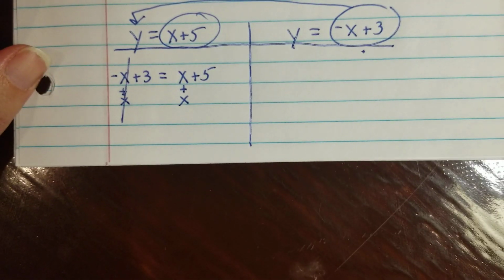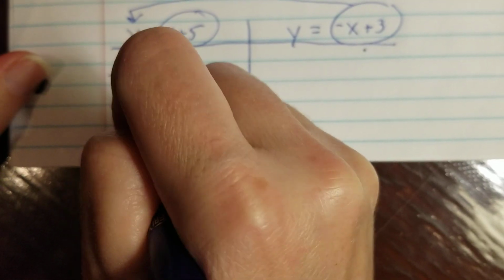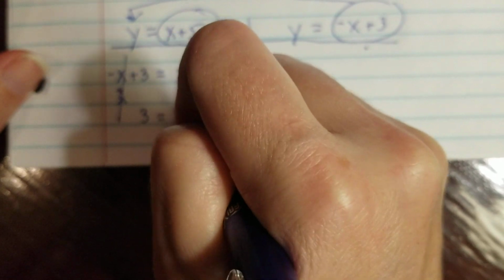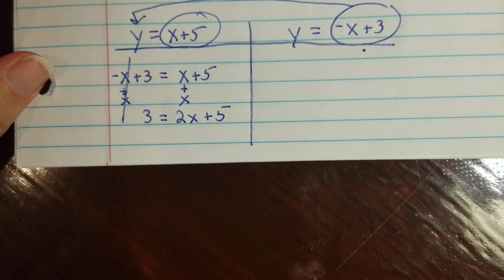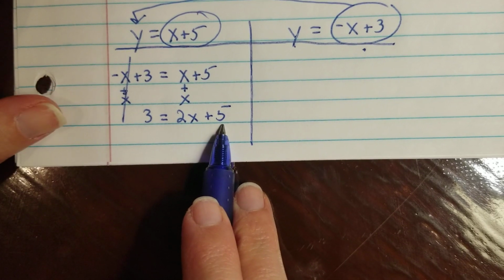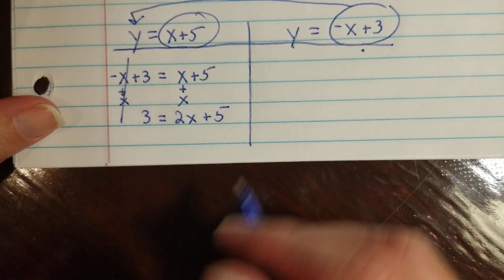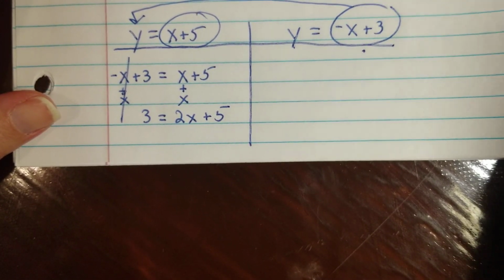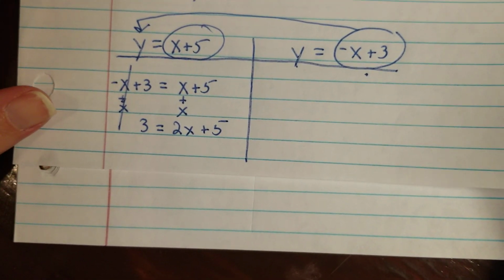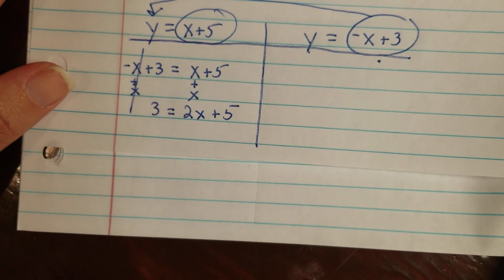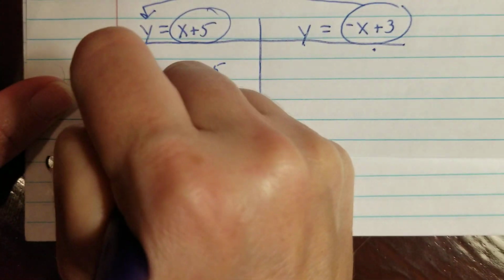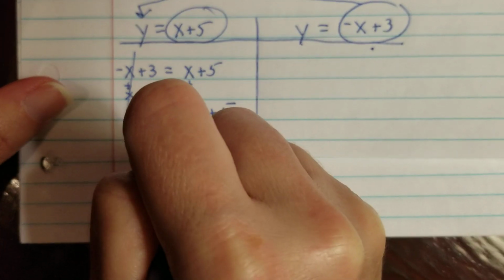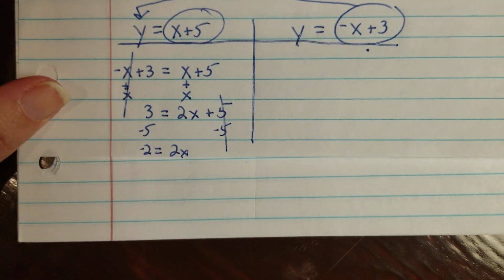These opposites cancel out. That leaves me with 3 equals x plus x, which is 2x. Bring down my positive 5. Then I want to undo addition or subtraction. So I want to subtract 5 from both sides. Bring down some more paper so I don't run out of room. There we go. So I'm going to subtract 5 from both sides. 3 take away 5 gives me a negative 2. These opposites cancel each other out.